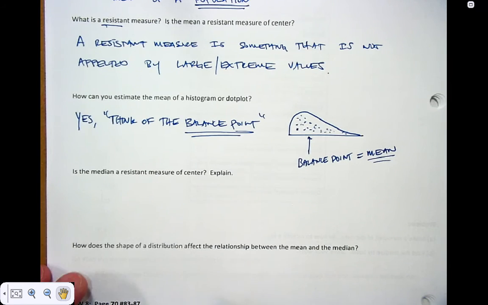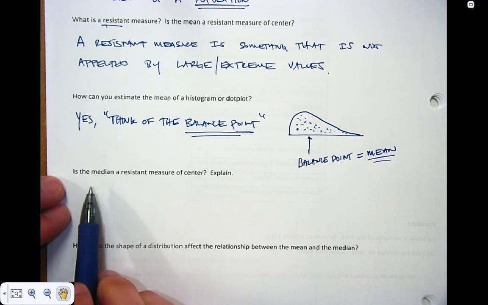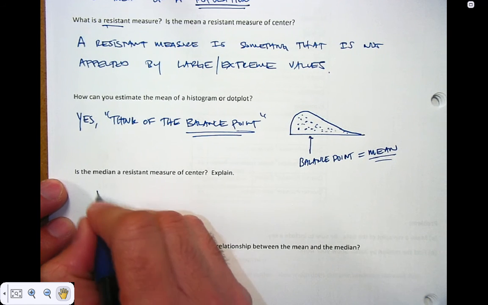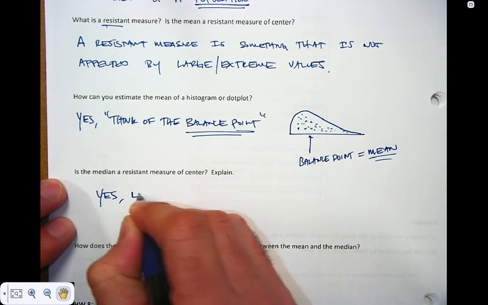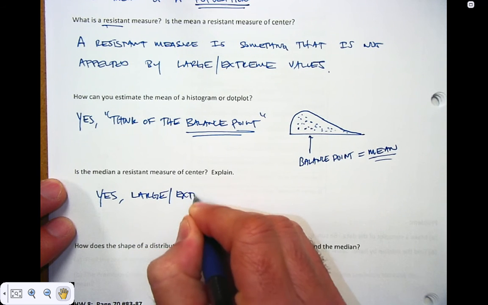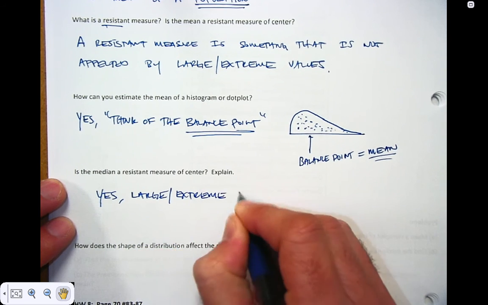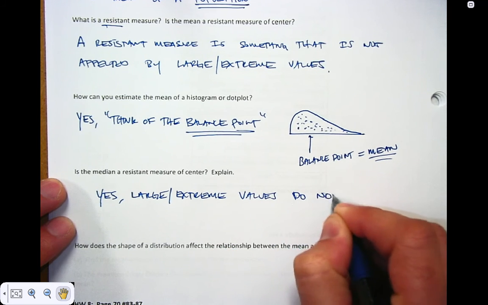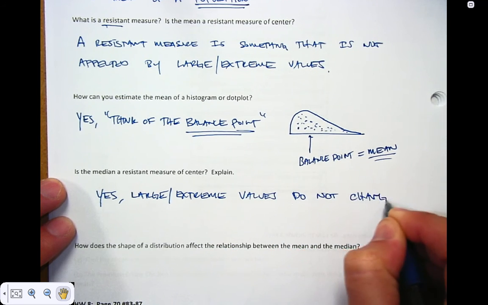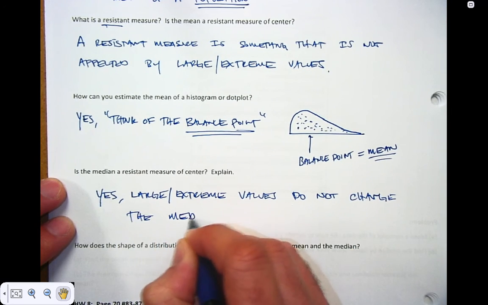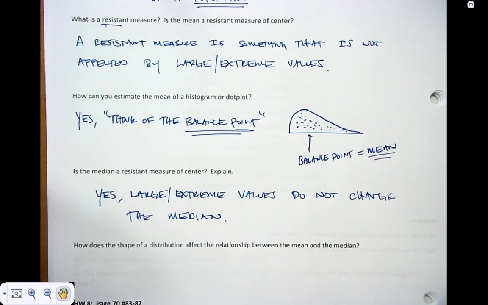Okay, so this goes back, right? We've already talked about these last two, but we'll reiterate. Is the median a resistant measure? Yes. Large or extreme values do not change the median. Okay.